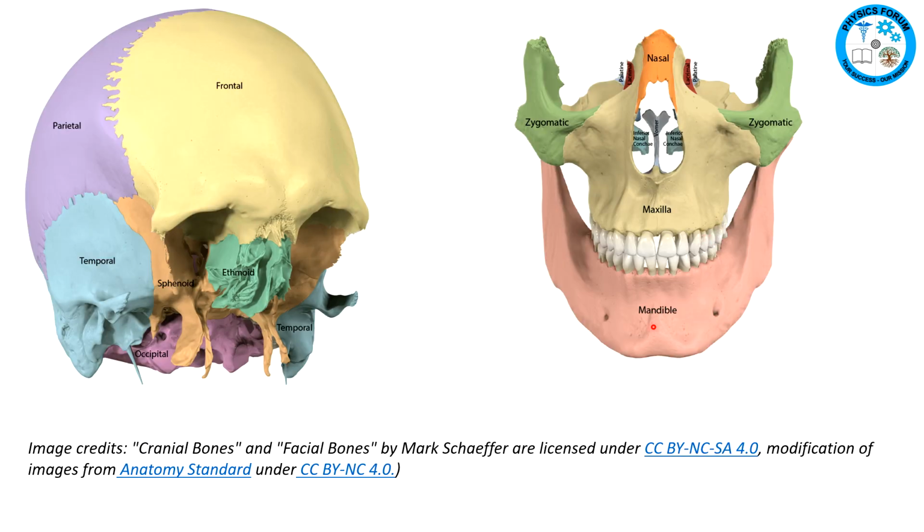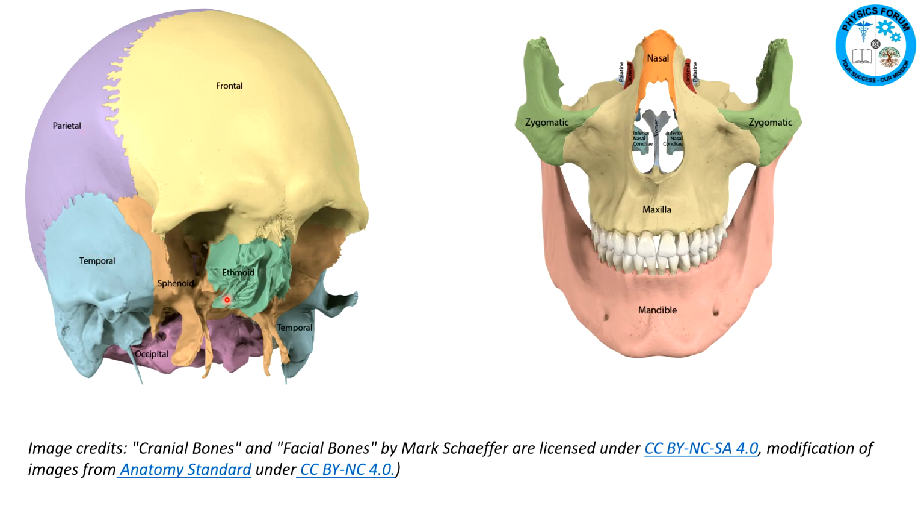This is the anterior view of cranial and facial bones. You can see this is the frontal bone among the cranial bones, and this forms the forehead. And next is the parietal one in purple. This makes the roof and the sides of our skull.